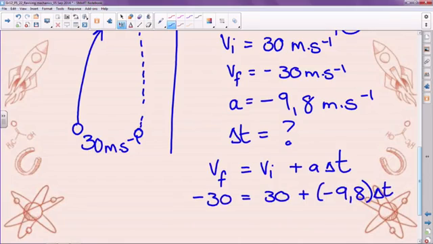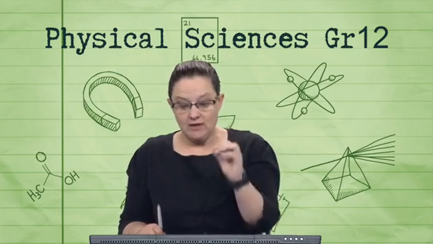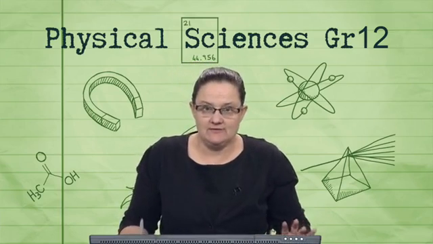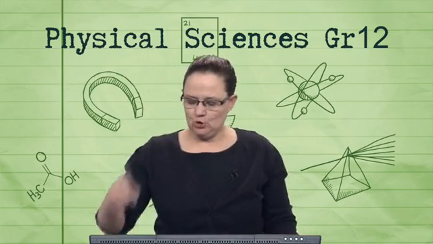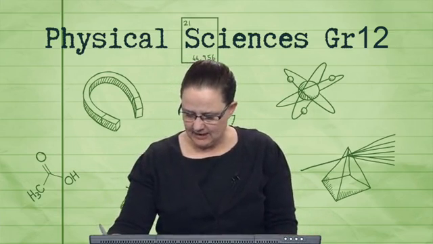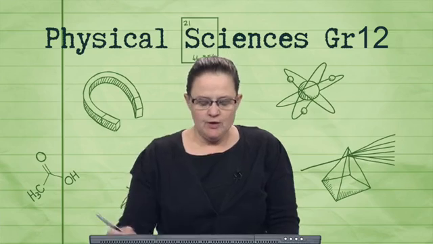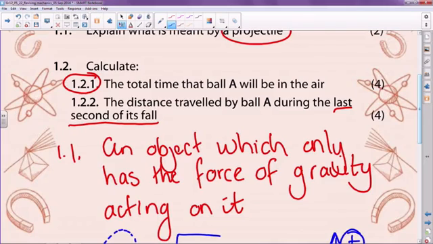Okay, so now the 30 goes over, so we have minus 60 divided by minus 9,8, and my time is now 6,12 seconds. Guys, if you get a negative time here, you will have made a mistake. You cannot have a negative time because time can't go backwards. Okay, good. Now, keep that time in mind, because now they want to know, calculate the distance traveled by the ball during the last second of its fall. That's quite important. I really want you to try to think this through.